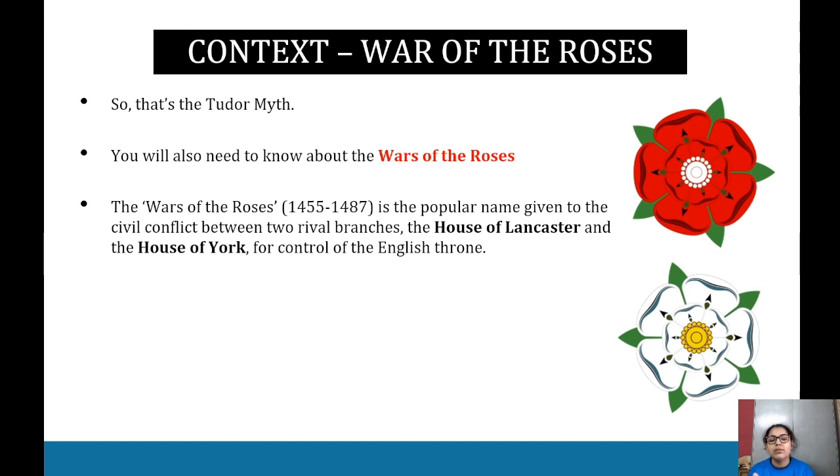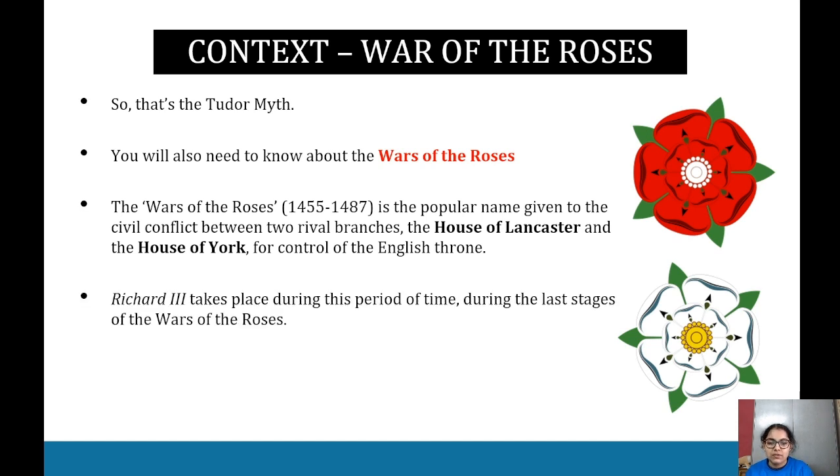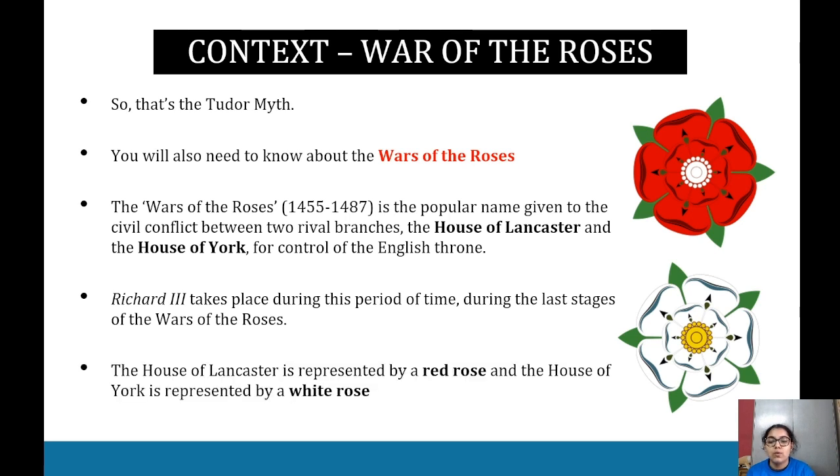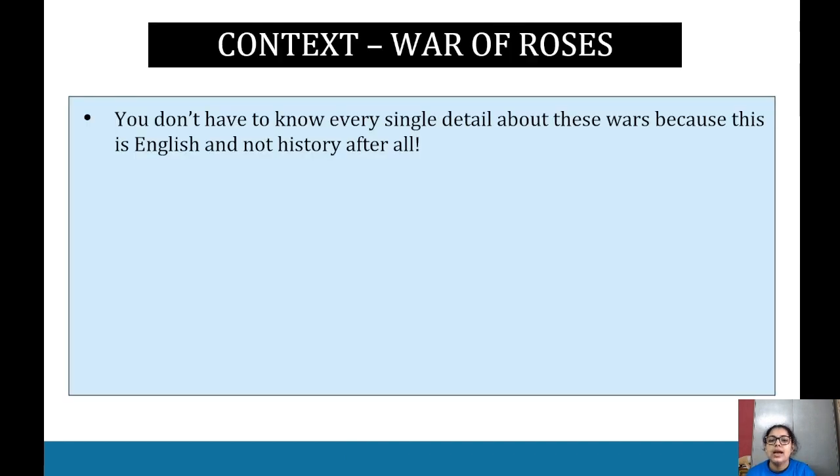Now, moving on to the War of the Roses. It's a rivalry between the House of Lancaster and the House of York. Richard III takes place during this period, during the last stages of the War of the Roses. The House of Lancaster is the Red Rose, and the House of York, to which Richard belonged, is the White Rose. Now, you don't have to know every single detail here, because this is English, it's Richard III, we don't have to know all the history, but mentioning the context is important, especially in Module A, where everything is based on context.